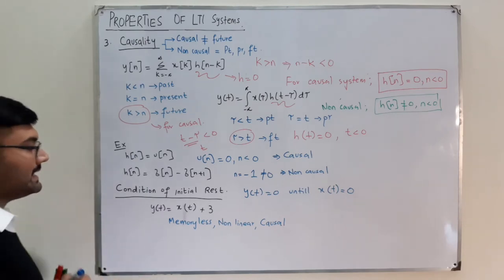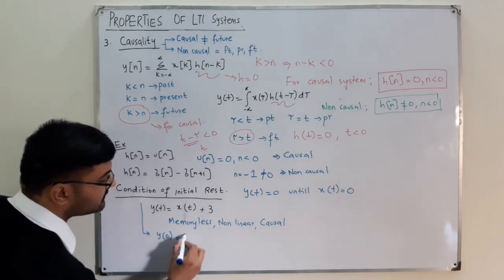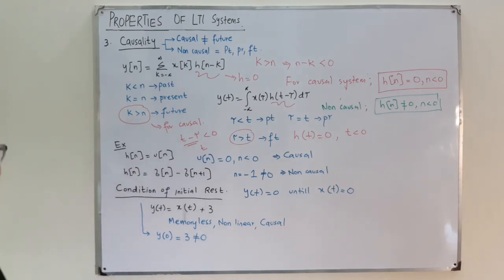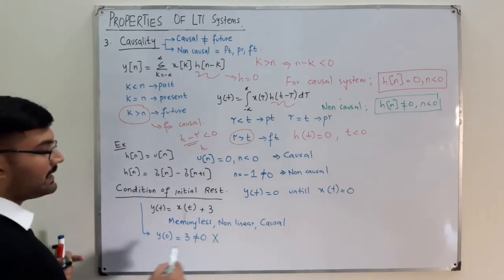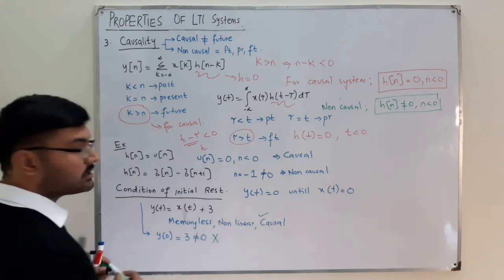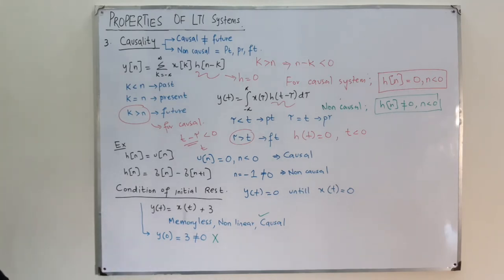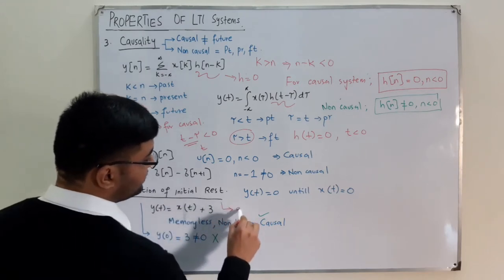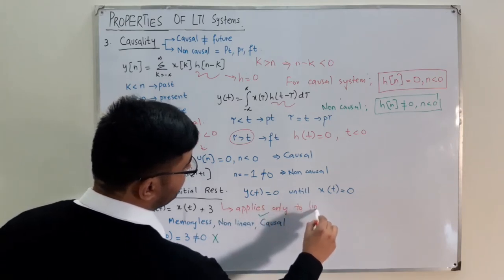But if you check for the condition of initial rest, that is if you have y of 0, this would give you 3, which is not equal to 0. So the condition of initial rest is not satisfied, although it is a causal system. It's a causal system, but it's not satisfying the condition of initial rest. So what does this mean? This means that the condition of initial rest applies only to linear systems.